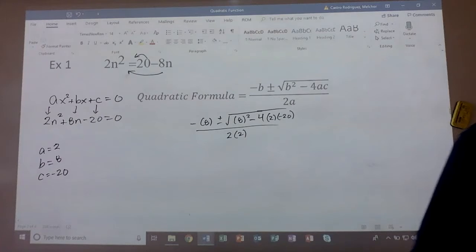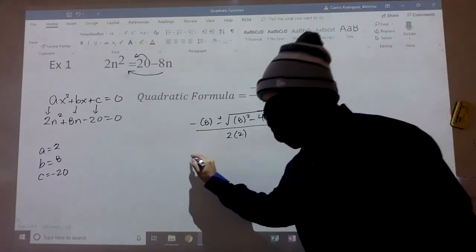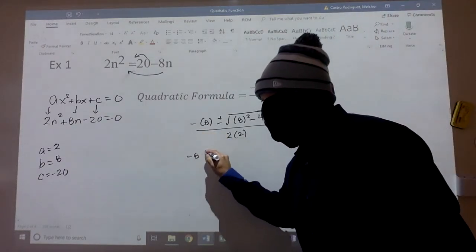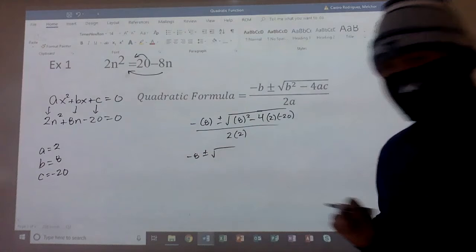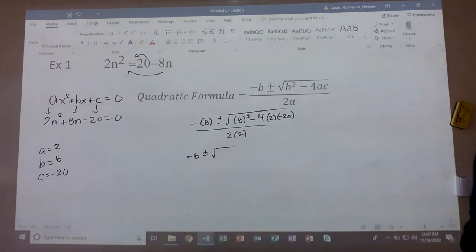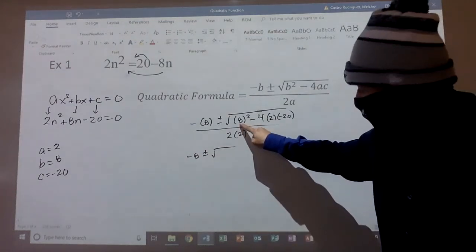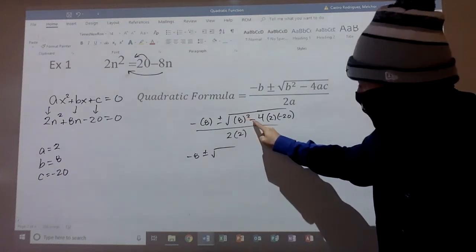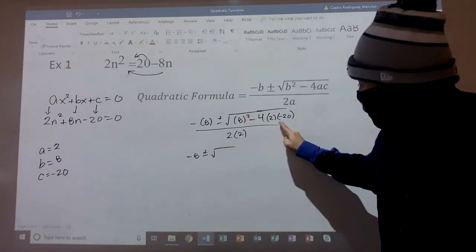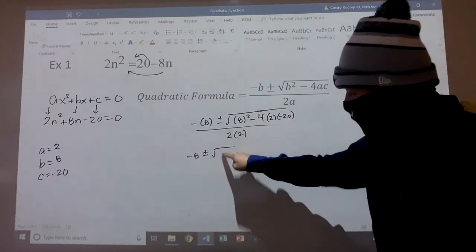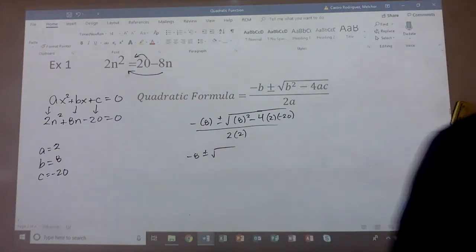Second step, I'm gonna make it smaller. Negative B stays the same. Plus or minus from here. Watch what I'm gonna want you to do. I just want you to put these numbers inside. Just put them in the calculator. A parentheses 8 squared minus 4 parentheses 2 parentheses negative 20. Calculate and the number will go there. Just calculate and see how much you get.